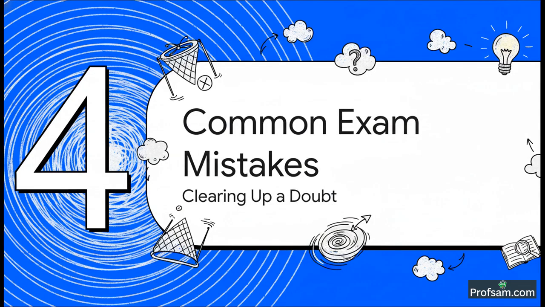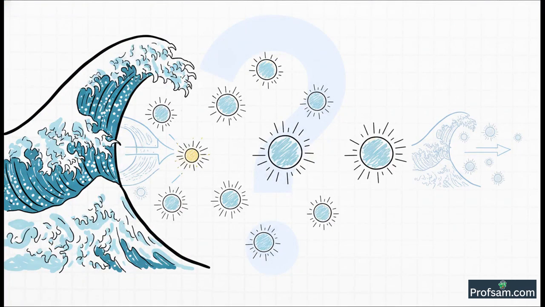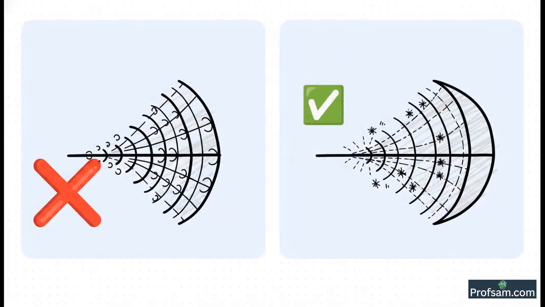Okay, let's clear up a common doubt now, one that often confuses students and can cost you marks in exams. This is a very common trap, so pay close attention. This is actually a very logical question to ask. If every point on a wavefront is sending out wavelets in all directions, like a tiny sphere, shouldn't there be a backward-moving wave too? So here's the answer.